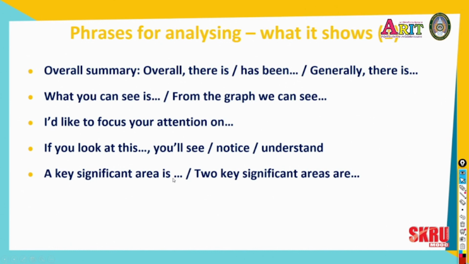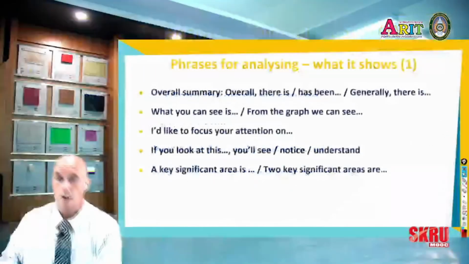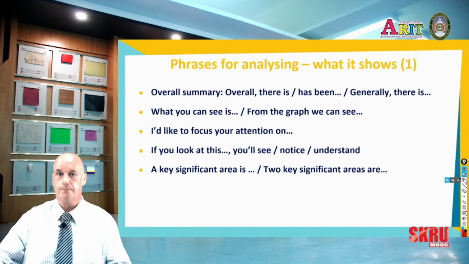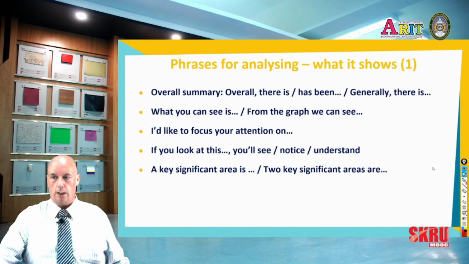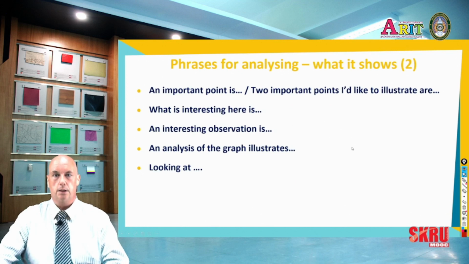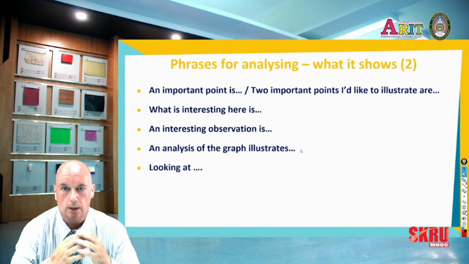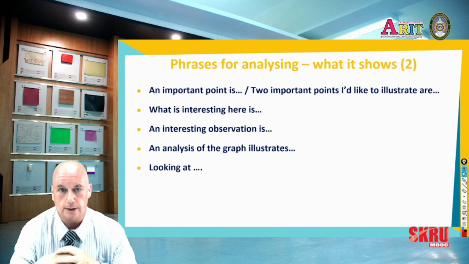A key significant area is. Two key significant areas are. So don't forget to use the right verb tenses, is or are, if it's singular or plural. So these are a few phrases to help draw your audience or readers or listeners' attention to the data you want them to see. The final one I want to just touch on is a little bit about giving opinions. So a few more phrases for analysing.